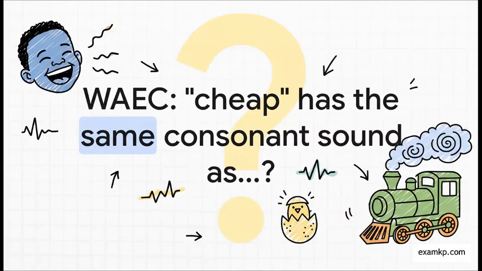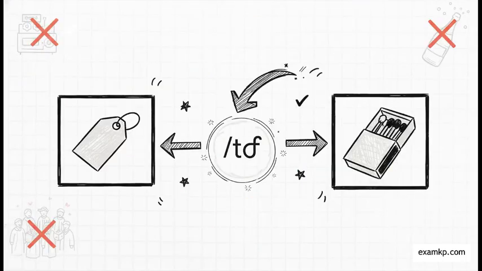Okay, here's a real question from WAEC. The word is cheap. What's that first sound? Ch. Now scan the options. Which one has that same sound? Machine, choir, champagne, match. Take a second. Think about it. And the answer is D, match. Of course it is. Machine has a sh sound. Choir starts with a K sound. Only match ends with that same ch sound that cheap starts with. See, you totally got this.